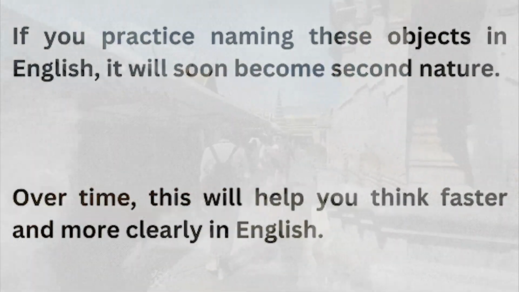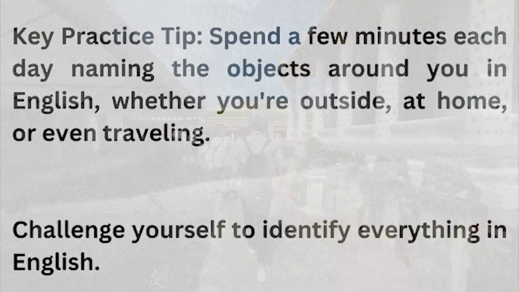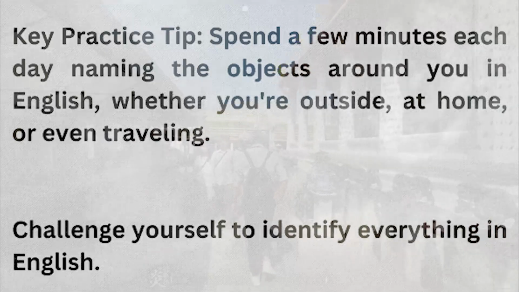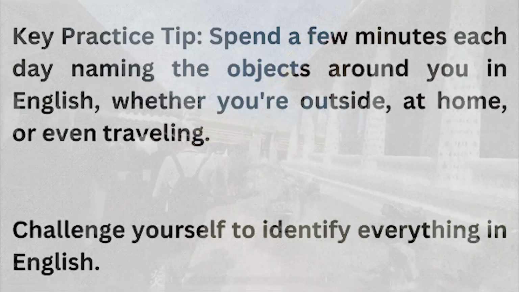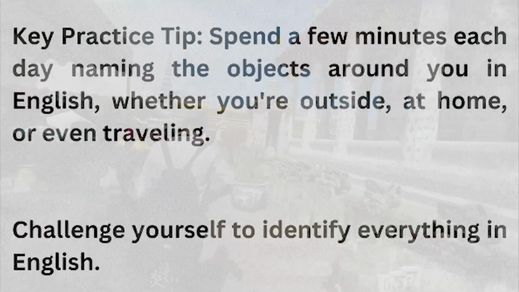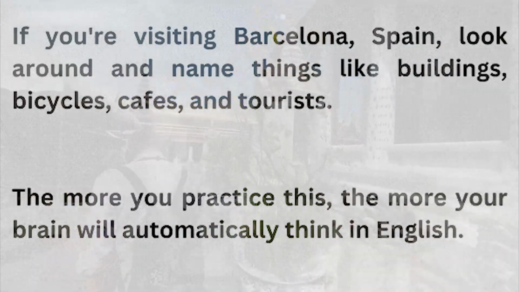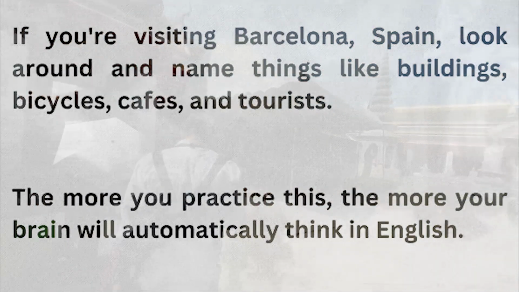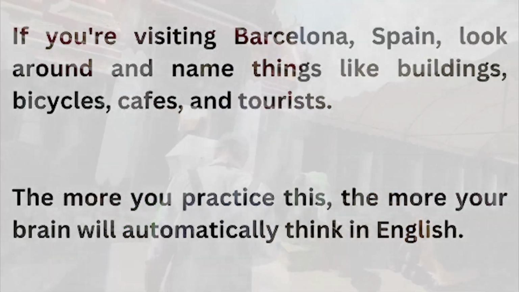Over time, this will help you think faster and more clearly in English. Key practice tip: spend a few minutes each day naming the objects around you in English, whether you're outside, at home, or even traveling. Challenge yourself to identify everything in English. If you're visiting Barcelona, Spain, look around and name things like buildings, bicycles, cafes, and tourists. The more you practice this, the more your brain will automatically think in English.